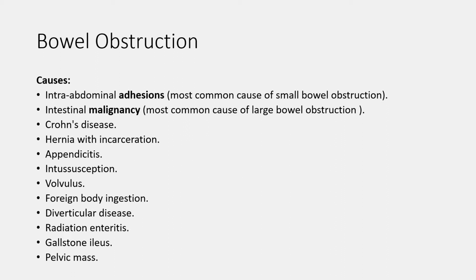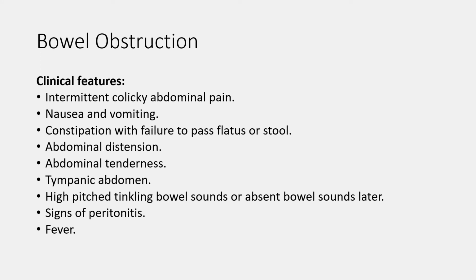Now, let's move to another topic, which is bowel obstruction. There are many causes of bowel obstruction, but the most common cause of small bowel obstruction is intra-abdominal adhesions from previous abdominal surgery. And the most common cause of large bowel obstruction is intestinal malignancy. Other causes include Crohn's disease, hernia with incarceration, appendicitis, intussusception, volvulus, foreign body ingestion, diverticular disease, radiation enteritis, gallstone ileus, pelvic mass. We will talk about some of these causes in some detail later on.